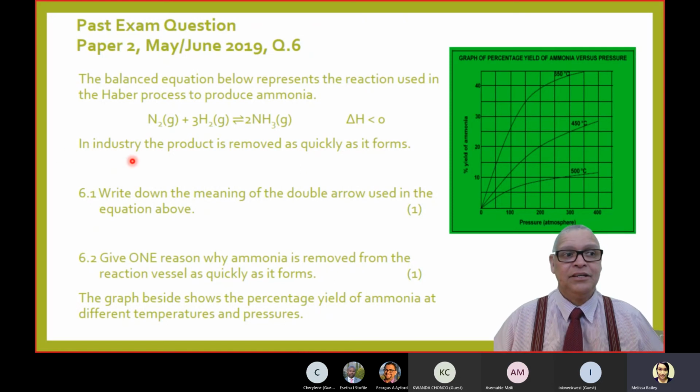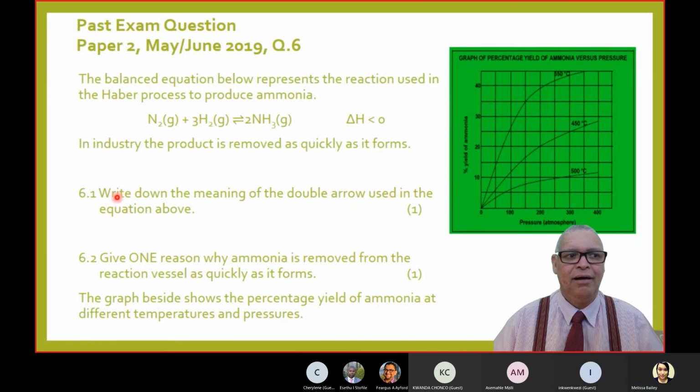Now they say in industry, the product is removed as quickly as it forms. Right? That's quite a very clever move, very smart of them. As the ammonia is formed, they take it out. More ammonia is formed, they take it out. Ammonia formed, they take it out.